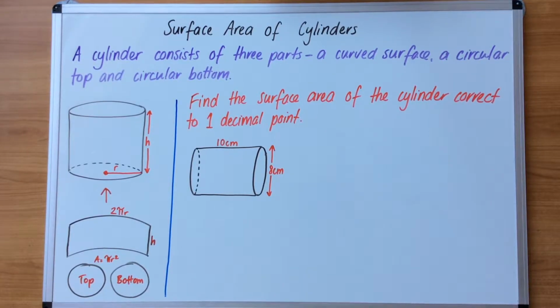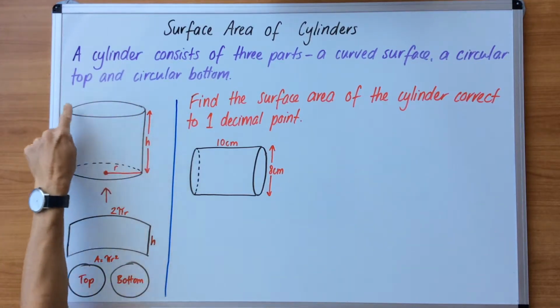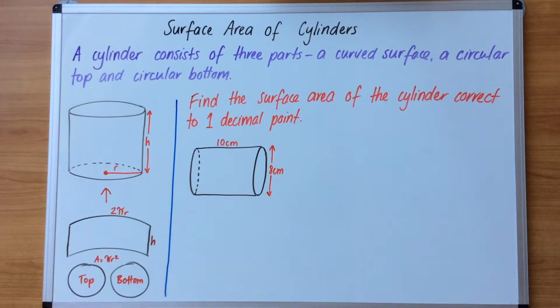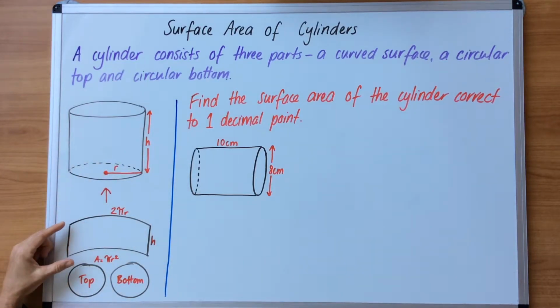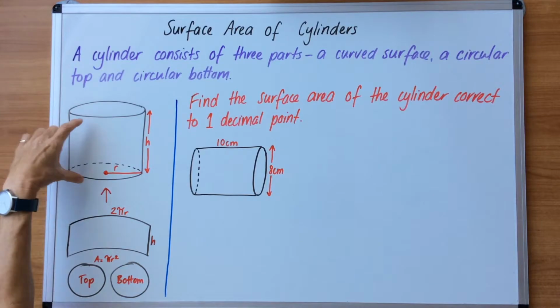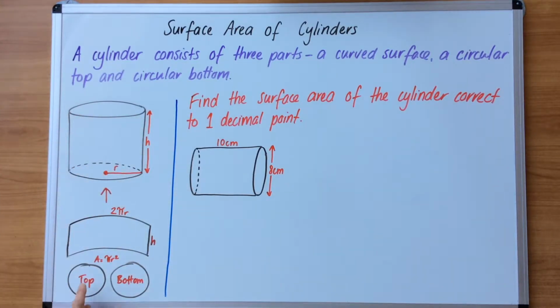In this video, we are going to focus on surface area of cylinders. A cylinder consists of three parts: a curved surface, a circular top, and circular bottom. In the bottom corner here, I have actually pulled that diagram apart. So this is the curved surface in the middle, and it is a rectangle, but I have left it curved just to replicate this diagram here, and the top circle and the bottom circle. So essentially it's two circles and a rectangle.